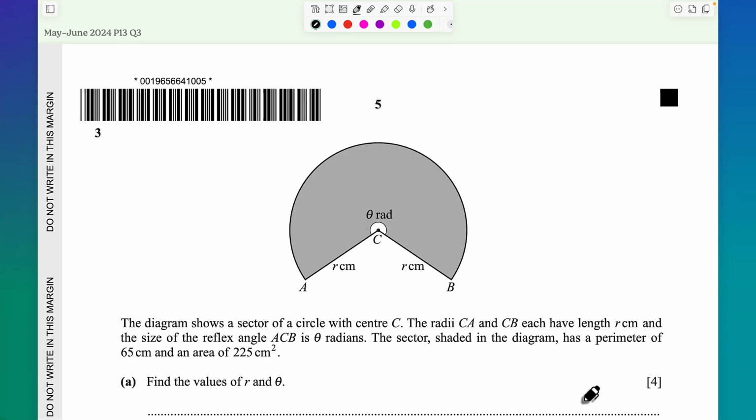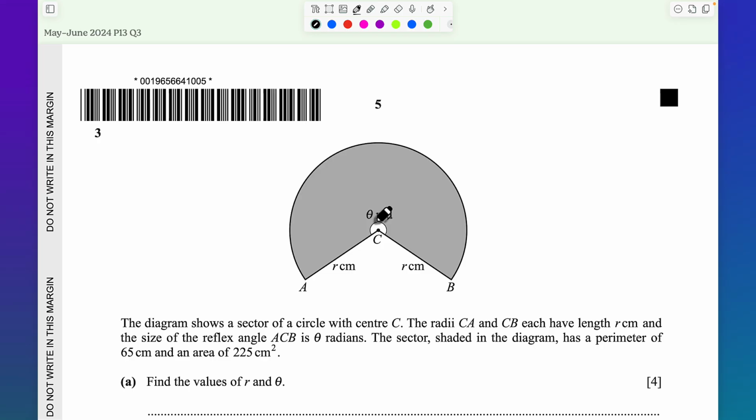In this video, we're going to be working through the May-June 2024 paper 13 question 3 problem. Before we even look at the question, you flip through your exam and you see this diagram. One of the first things you're going to see is theta radians. So you stop and make sure your calculator is set to radians and not degrees or any other angle setting.